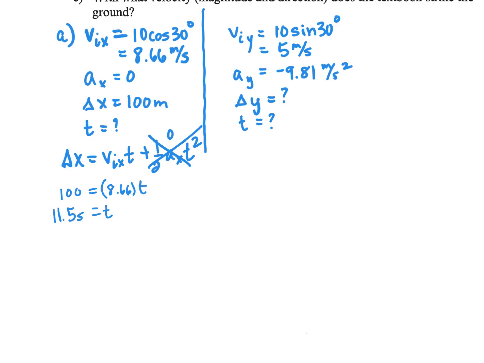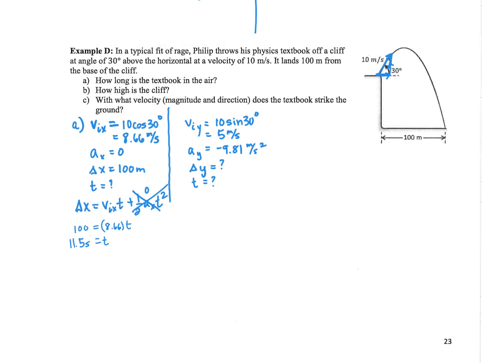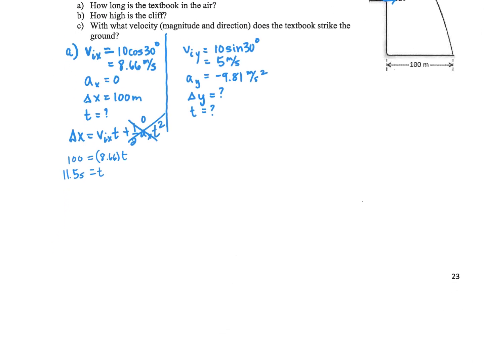11.5 seconds. Okay. So that's part A. Now let's look at part B. How high is the cliff? X direction or Y direction? Y. This time we're doing the Y direction, right? So that's for part A. And really, if I were doing this on a test, honest to goodness, I would put a line between and I would now go to part B over here.